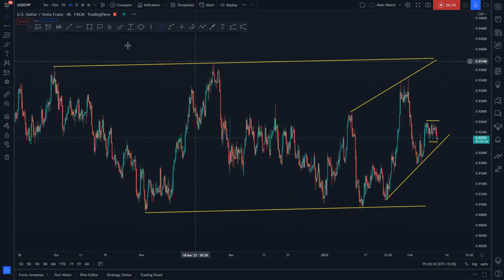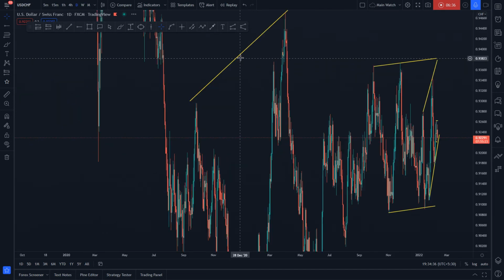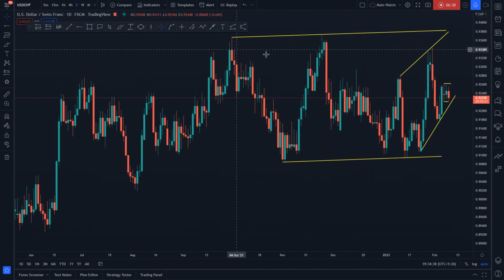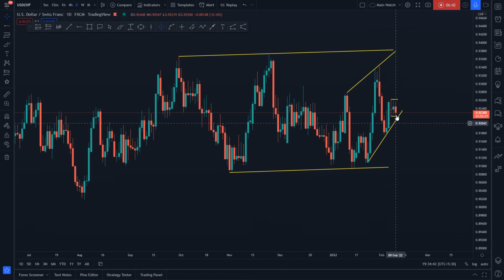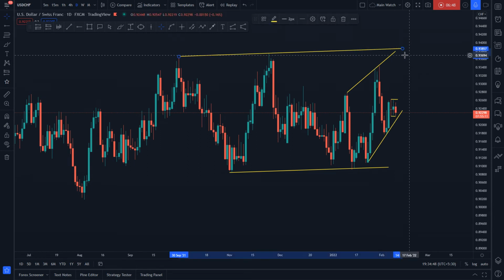On the daily time frame, we are moving in a sideways channel pattern. You can see this is the first touch, this is the second touch. Currently we are at the top, very close to that level. The price moved up impulsively, and we are very close to that level. So what I'm expecting is that the price will reach up to that level, because the structure itself is indicating it.